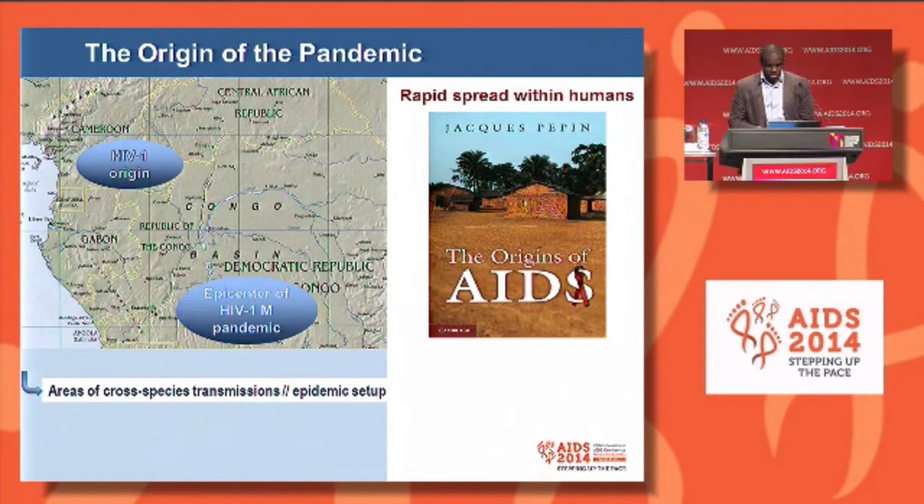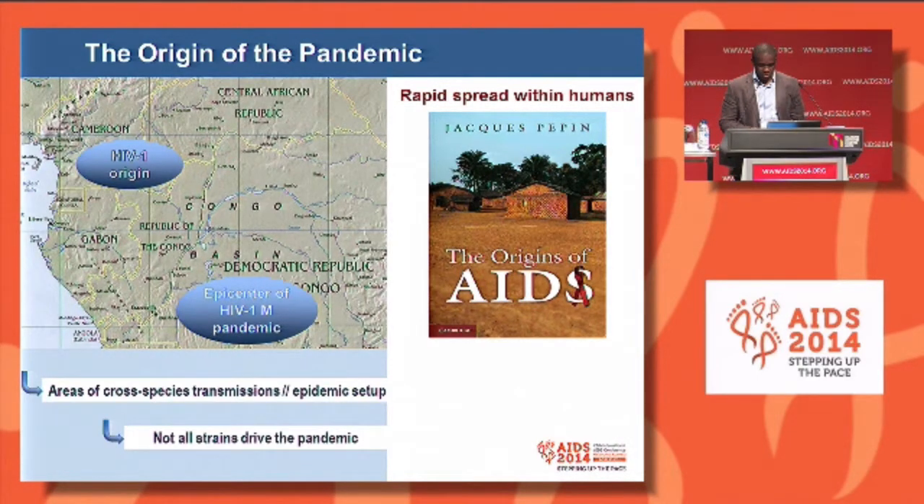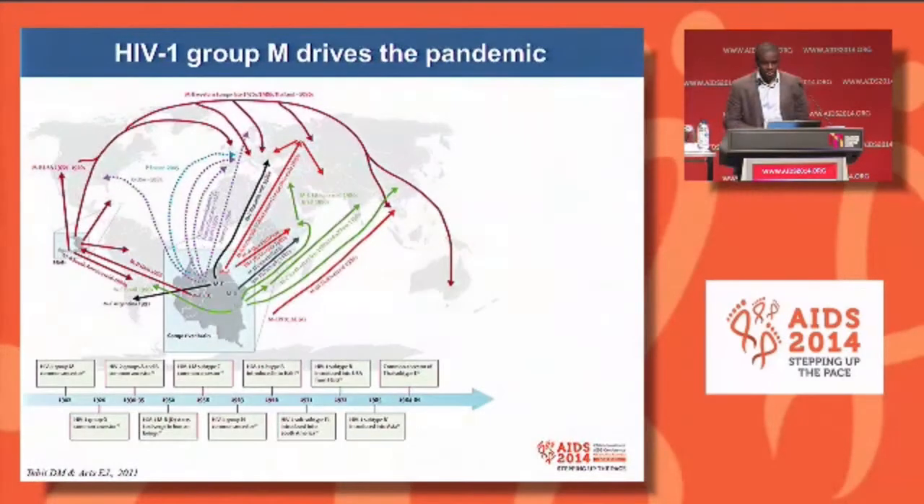In addition, it is also very interesting to note that even for these strains that were transmitted to the human population, the rate of transmission is not similar. We now have this network of the spread of the different HIV-1 strains from the Congo Basin to the rest of the world, with the network including subtype B moving to the USA and Western Europe, subtype C to Asia and India, and so on.